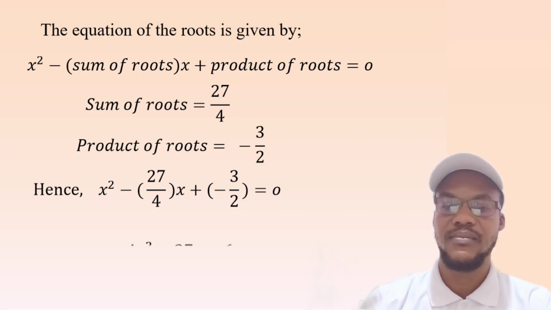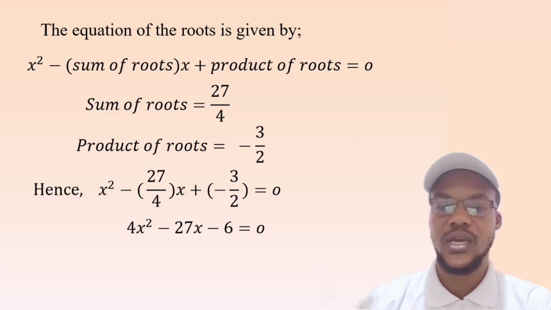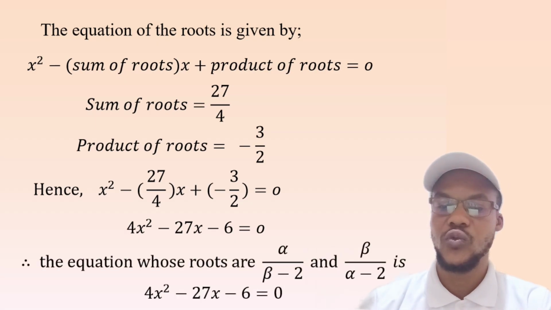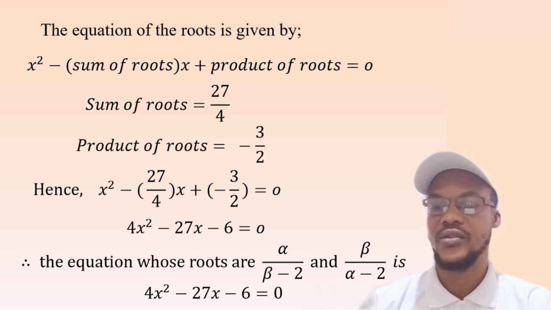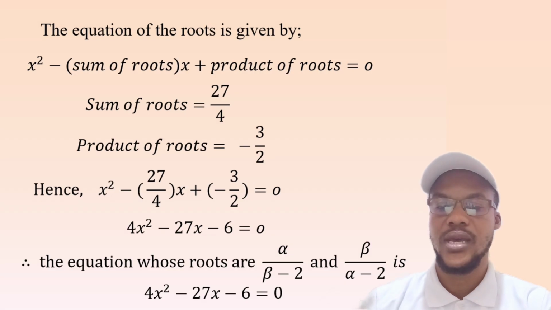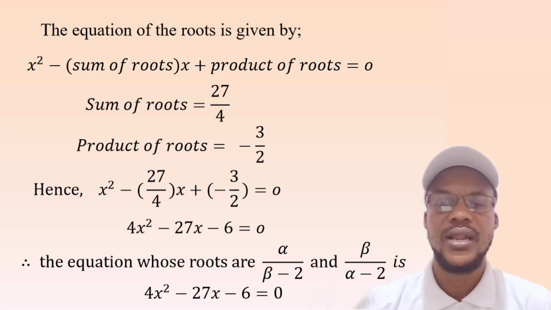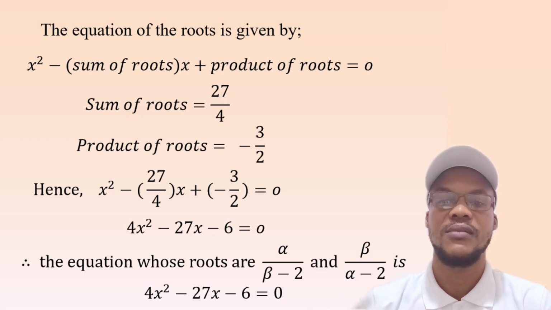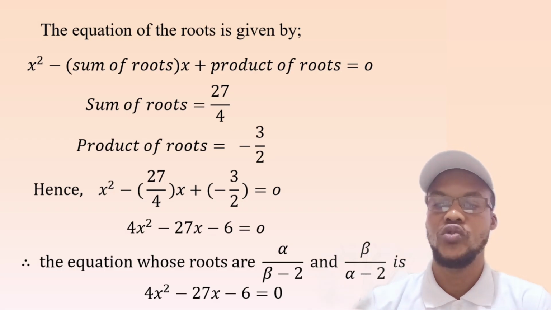So we can further simplify this to get 4x squared minus 27x minus 6, which is equal to 0. So this suggests that the equation whose roots are alpha divided by beta minus 2 and beta divided by alpha minus 2 is given as 4x squared minus 27x minus 6 is equal to 0. And that answers the question. So you realize that this is very basic. When you have such a question, please you need to relax, chill, take your time, and then you are able to go through this successfully.